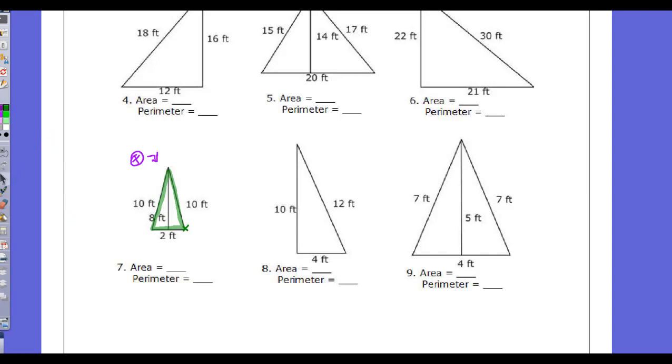Grant correctly said, for finding perimeter, we will not use the 8. It's this line on the inside. It's the height. We're going to need it for area, but we don't need it for perimeter. So for this particular triangle, the perimeter is going to be 10 plus 2 plus 10, or a total of 22 feet.